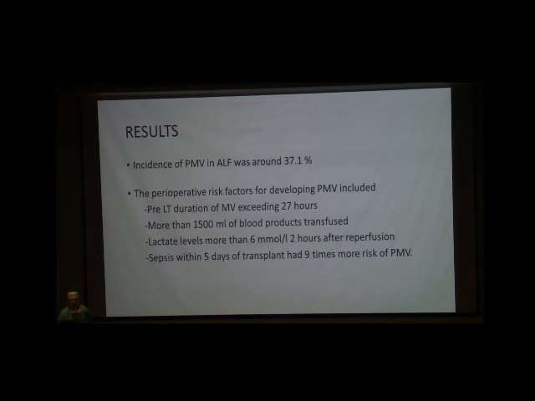The results were that the incidence of prolonged post-operative mechanical ventilation in acute liver failure was found to be around 37%. The perioperative risk factors for developing prolonged mechanical ventilation included a pre-liver transplant duration of mechanical ventilation exceeding 27 hours, 1500 ml or more of blood product transfused intraoperatively, a lactate level of 6 or more at 2 hours post-reperfusion, and sepsis occurring within 5 days of transplant, which carried a 9 times higher risk of prolonged post-operative mechanical ventilation.